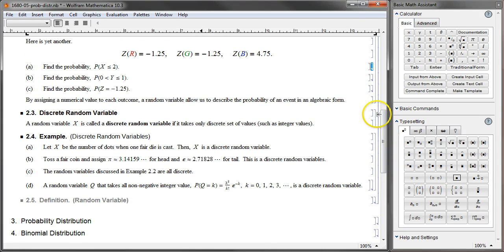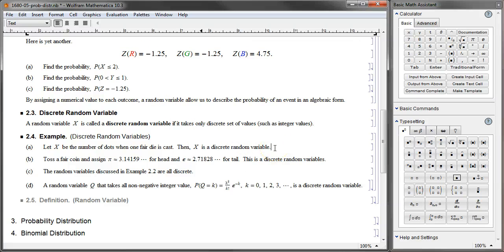Okay, the next topic we have to talk about is the discrete random variable. A random variable X is called a discrete random variable if it takes only a discrete set of values, such as integer values, but it's okay to have some non-integer values as long as they are discrete.